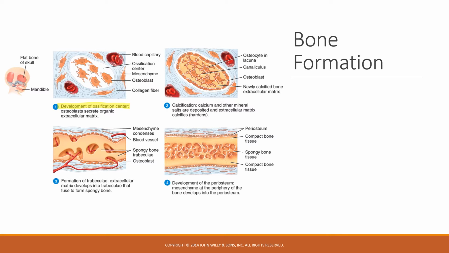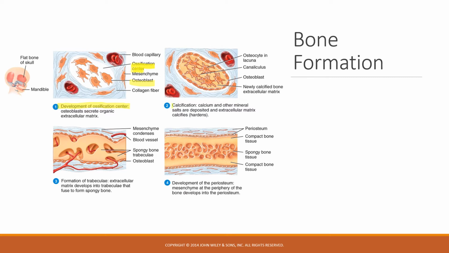At the site where the bone will develop, very specific chemical messages cause the cells of the mesenchyme to cluster together and to differentiate first into osteoprogenitor cells and then into osteoblasts. The site of such a cluster is called an ossification center. This is the initial cluster of mesenchyme cells, and this is where osteoblasts secrete the organic extracellular matrix of bone until they are completely surrounded by it.